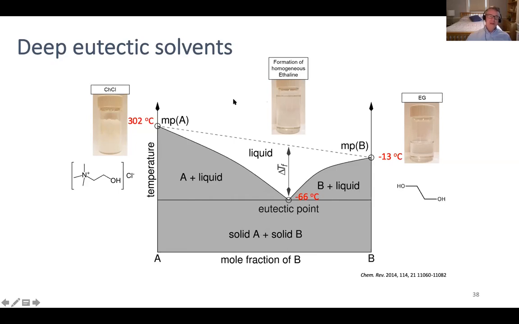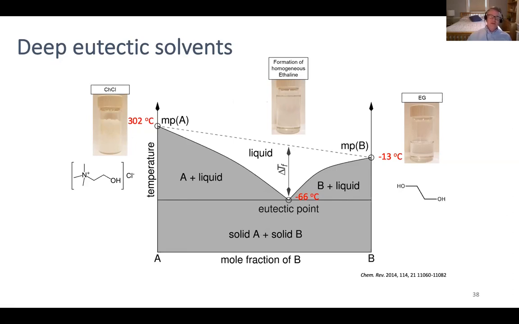low. So for example, if you took choline chloride that melts at 300 degrees, ethylene glycol, which is a liquid at room temperature, -13, but if you form this eutectic 2-to-1 mixture, which people call ethaline, the melting point's -66 degrees. So this is kind of interesting.